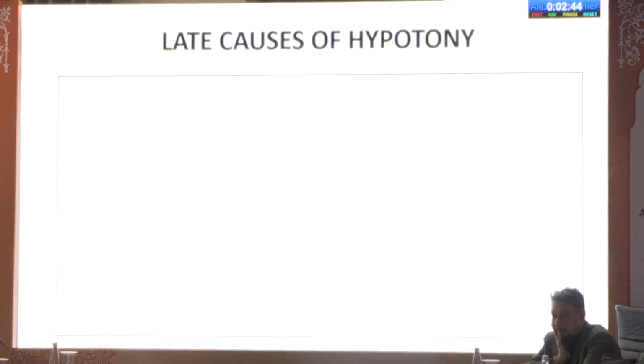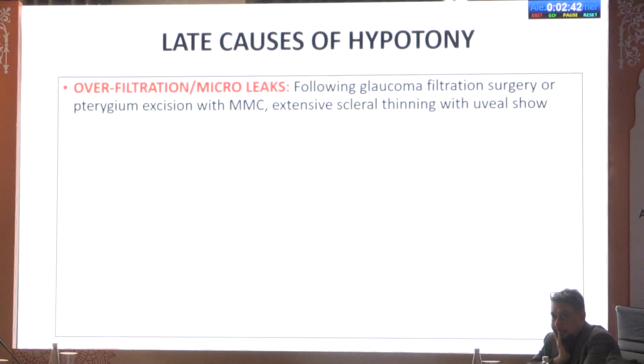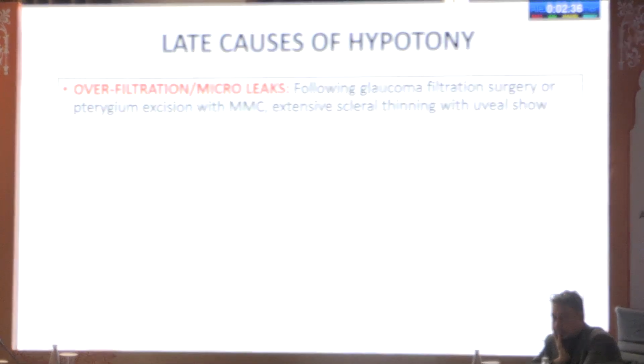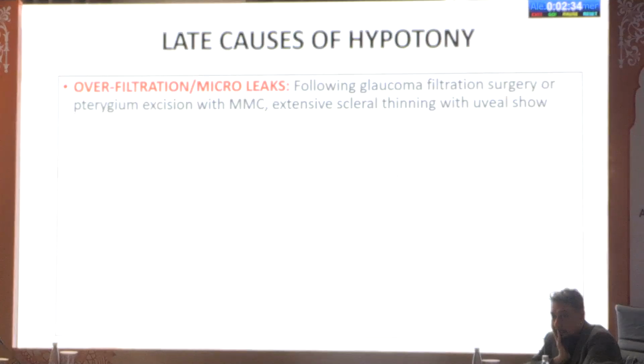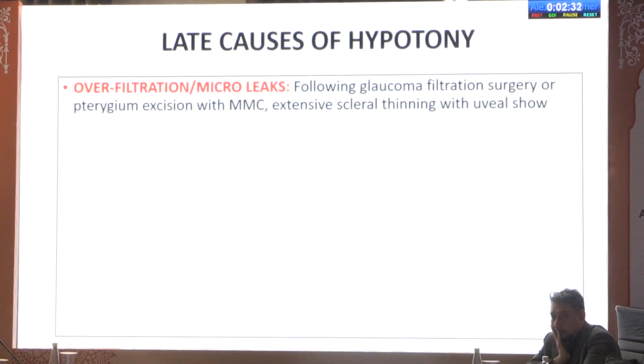As far as the late causes are concerned, you have overfiltration or micro leaks, which our glaucoma colleagues tend to see a lot of when they use MMC. Those thin cystic blebs will cause late onset hypotony. It can also happen after TGM surgery, or because of any other reason. If the patient has had extensive scleral thinning and there's uveal show, you can have very mild leaks, which will happen much later.